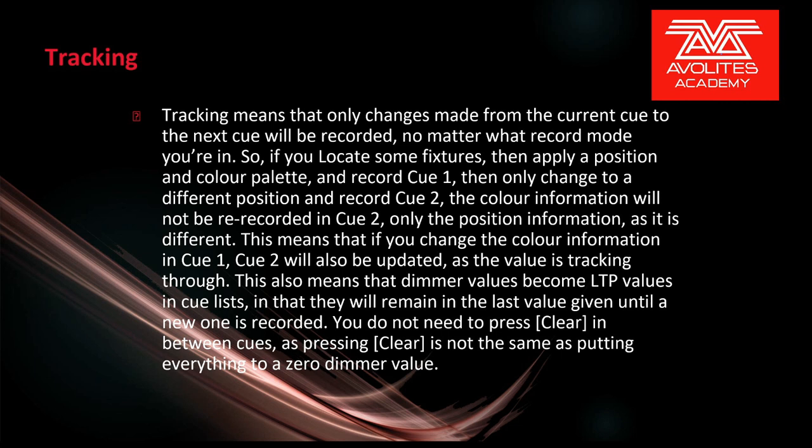That also means the dimmer values, as LTP values in queue lists, will remain the last given value until a new one is recorded. You do not need to press clear in between queues, as pressing clear is not the same as putting everything to a zero dimmer value.